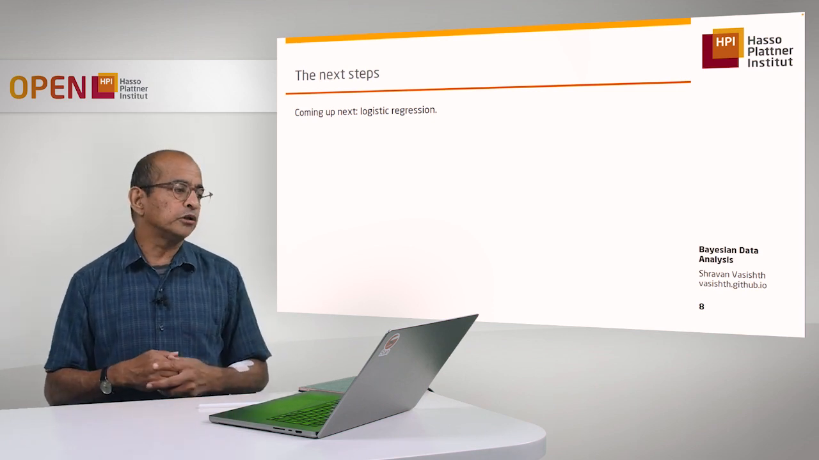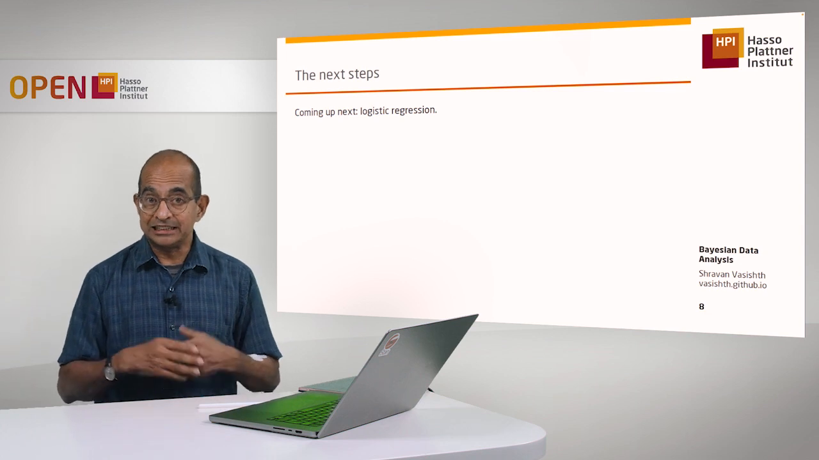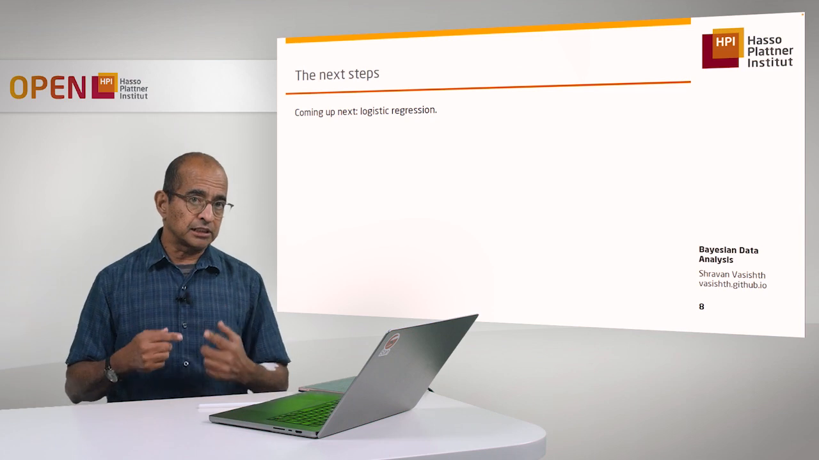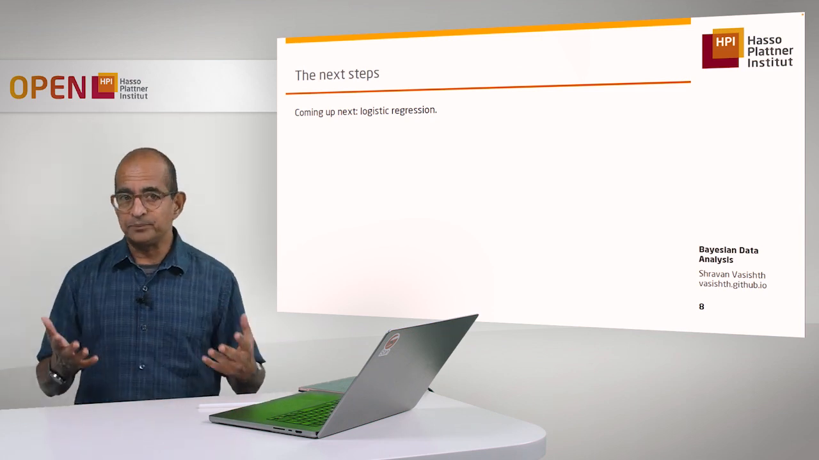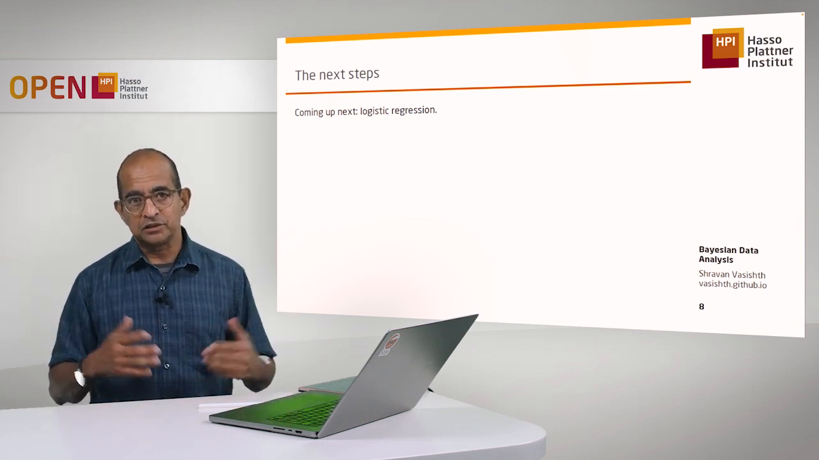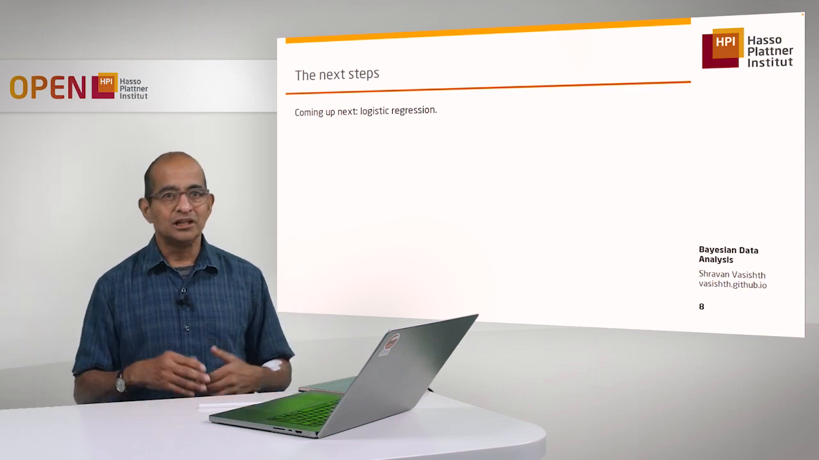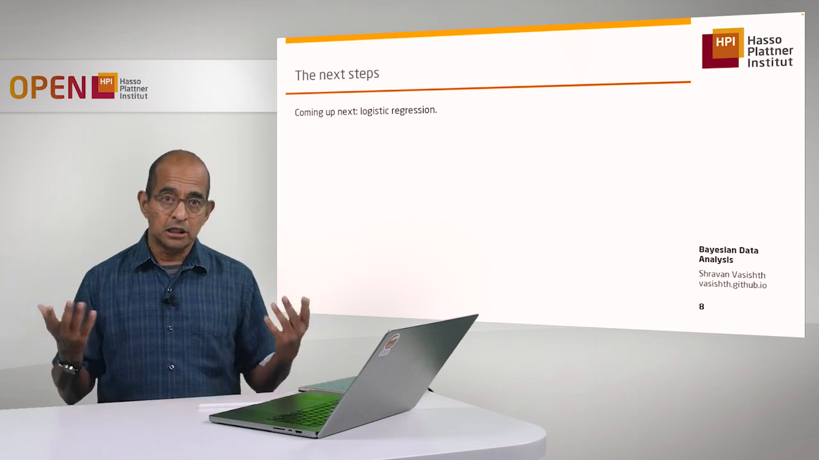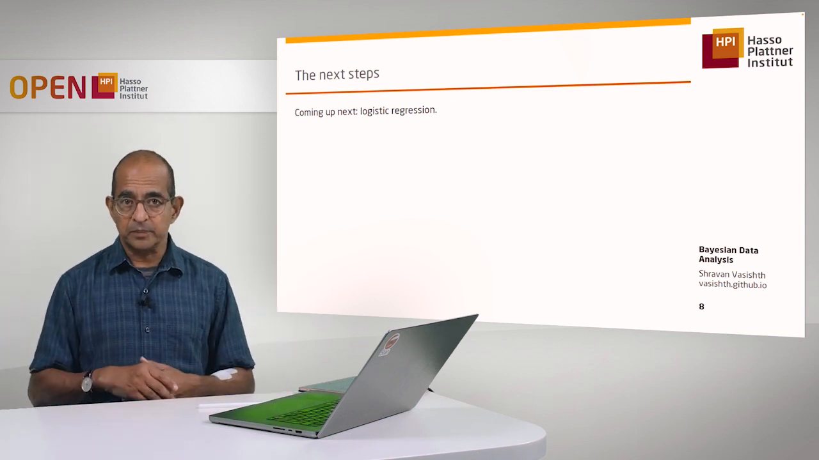Next, I'm going to move on to a very important topic, generalized linear models, but I will only discuss one example of generalized linear models. That is this very important case of logistic regression, which is kind of a bread and butter model for many of us in data science and in cognitive science, psychology, linguistics, and many other areas.